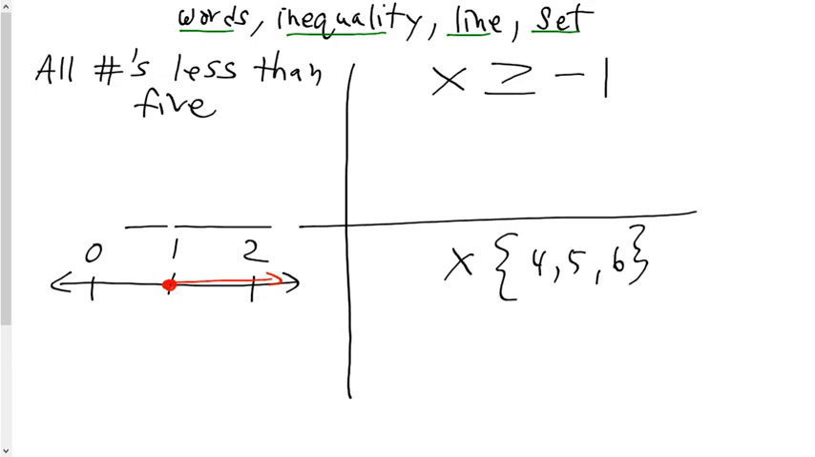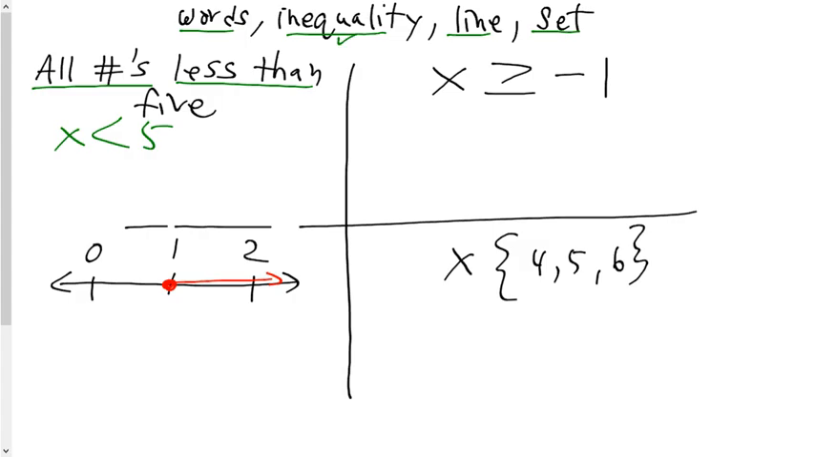So the first one says all numbers less than 5. So we know that all numbers is going to be represented by the variable x. Less than, I'm going to put, since I said x or all numbers, less than has to not equal what I said, because it's less than 5. So that is the inequality that represents the sentence. So that's what we call the inequality.